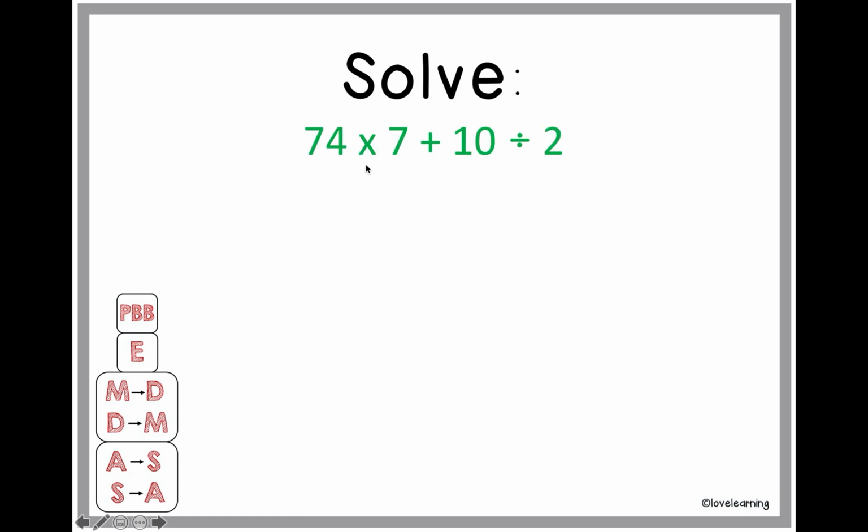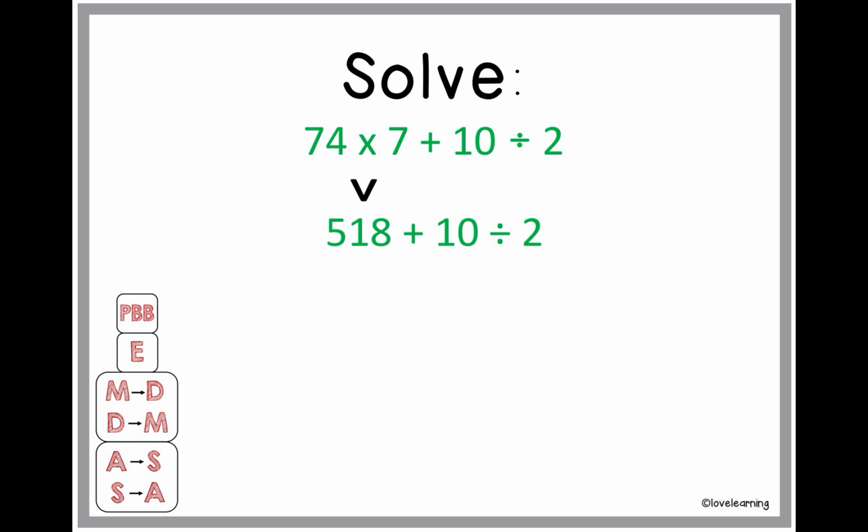Okay, let's try this one. This one we said, what are we going to do first? There's no parentheses, there's no exponents. I go straight down into multiplying. So I'm going to do 74 times 7. Take a second and write that out. Oh my goodness, that's a big question. And the answer is 518.